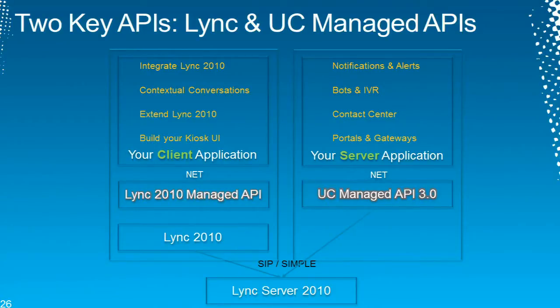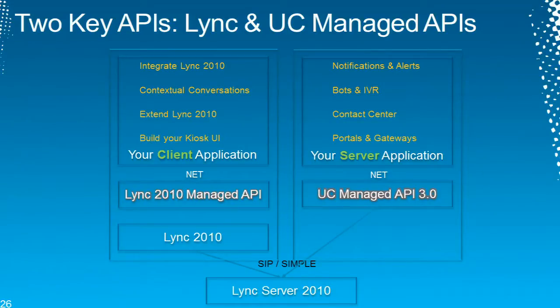Besides that client API, there is also a server-side API, which is called the Unified Communications Managed API. This Unified Communications Managed API is used by many server roles in Link Server. It's also used, for example, by Exchange. It's also used by various other products inside Microsoft. But this is a server-side API.